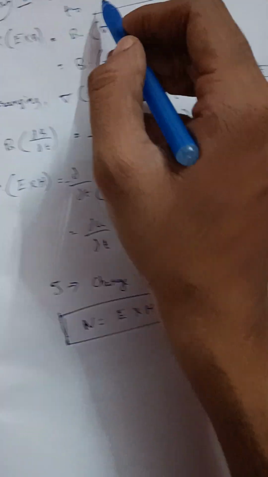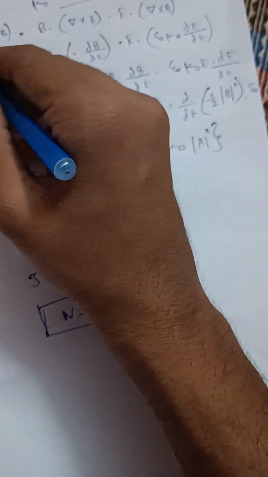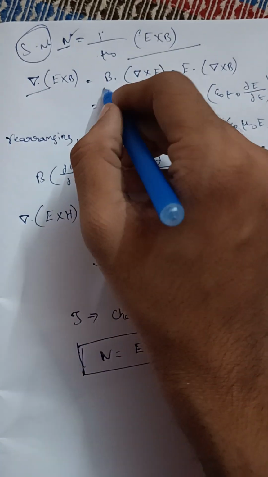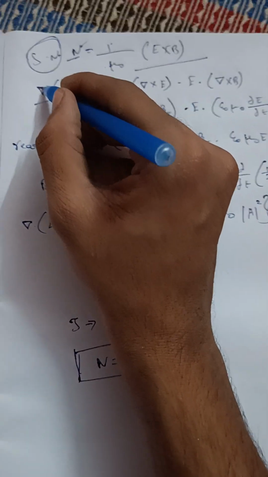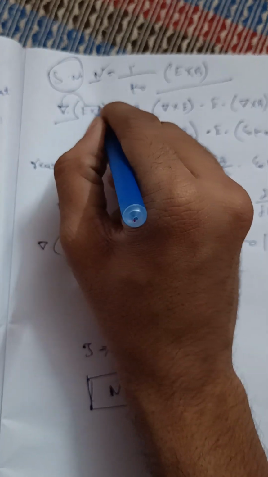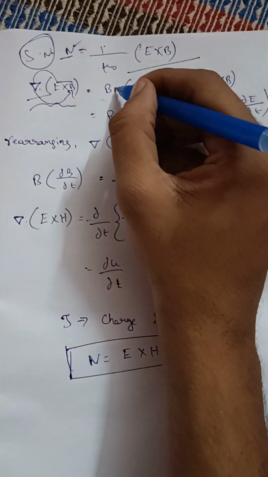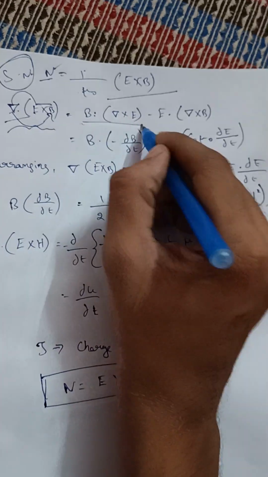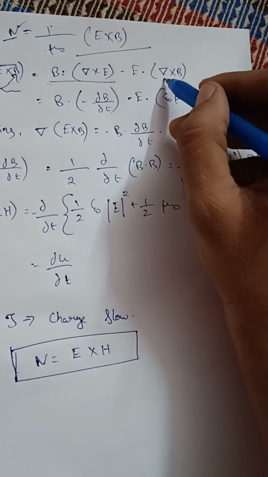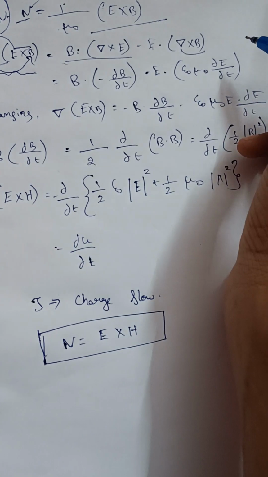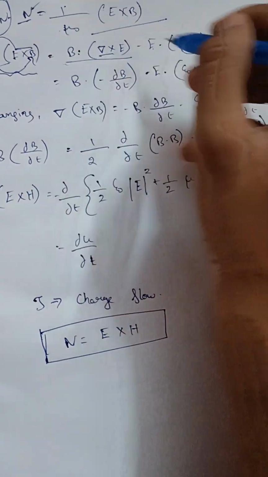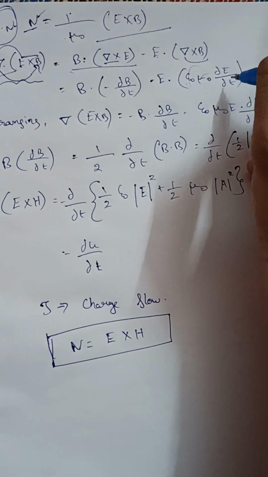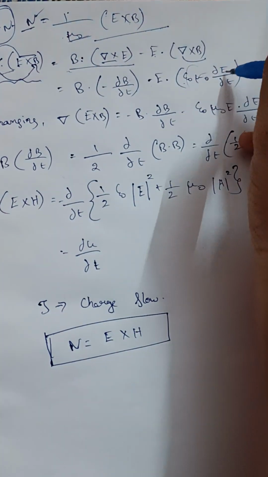So we know that delta is equal to E cross B, so we take the delta of E cross B. Delta cross B we can split into two terms: with respect to B we take E cross delta, and with respect to E we take delta cross B. Simply we put the delta values: dou B by dou t, and epsilon naught mu naught dou E by dou t.